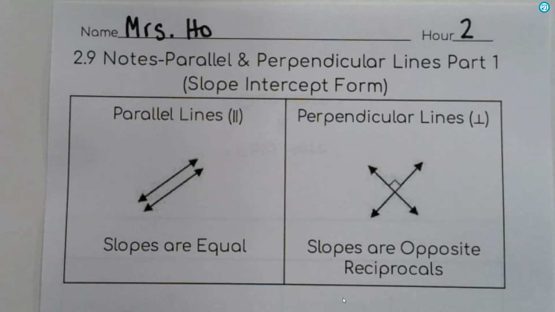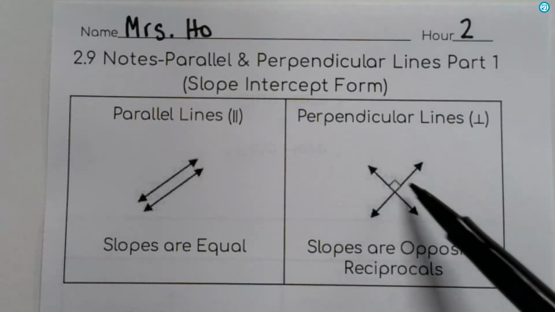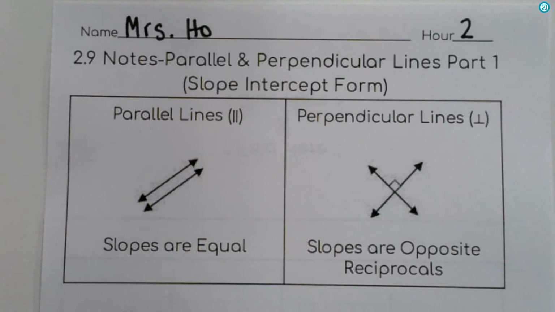Perpendicular lines are two lines that cross each other at a 90-degree angle, like a plus sign or like an X, whichever way you're angled. So perpendicular lines cross themselves at a 90-degree angle, and their slopes are opposite reciprocals. So what opposite means is it's the opposite sign. If one was positive, the other one's negative. One was negative, the other one's positive. And then reciprocals are flipped fractions. So like 1/4 and 4/1, 2/3 and 3/2. So you take the fraction, you flip it, and you make it the opposite sign.